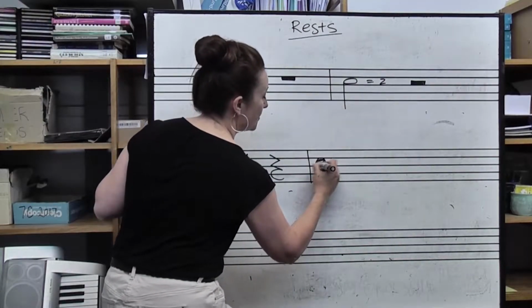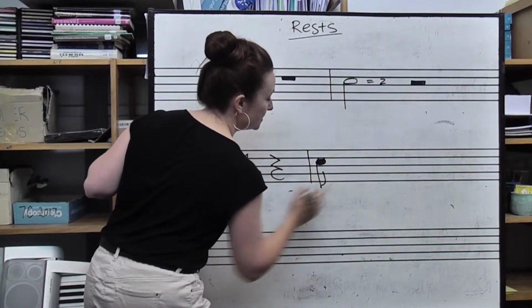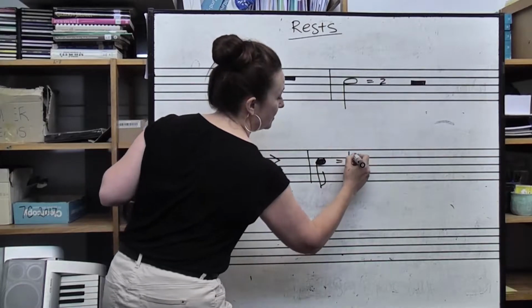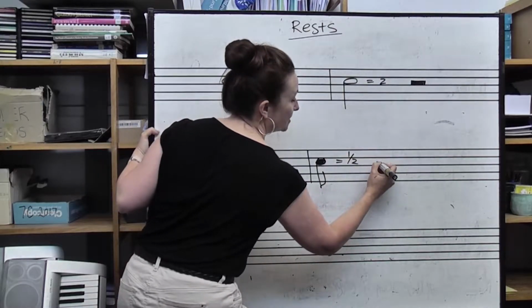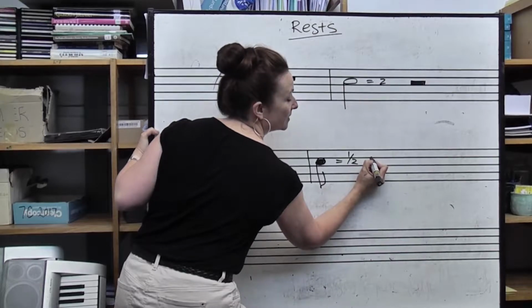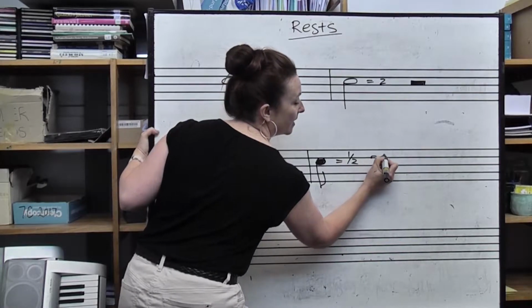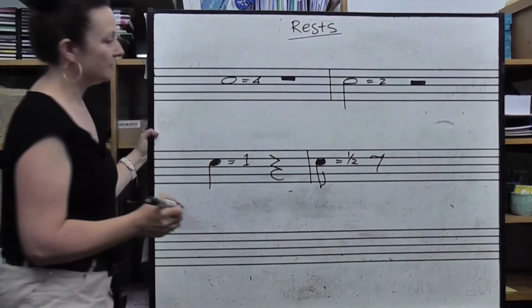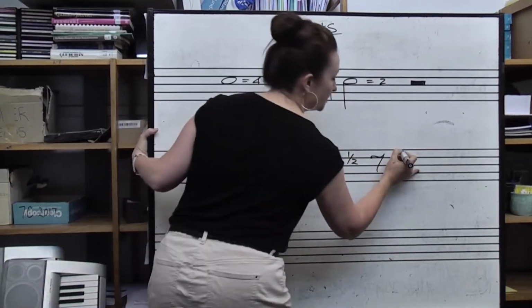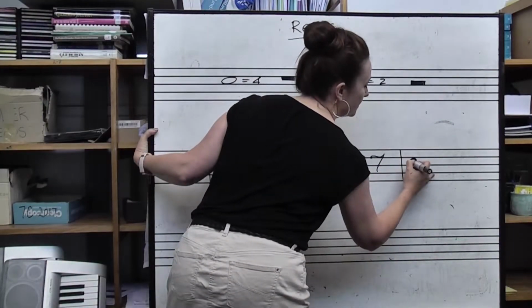And then we've got our quaver, which we all know looks like this. It's worth a half. And in rest form, it's a little dot on the second to top line and you go up and down. It's kind of like a 7. And that's a quaver rest.